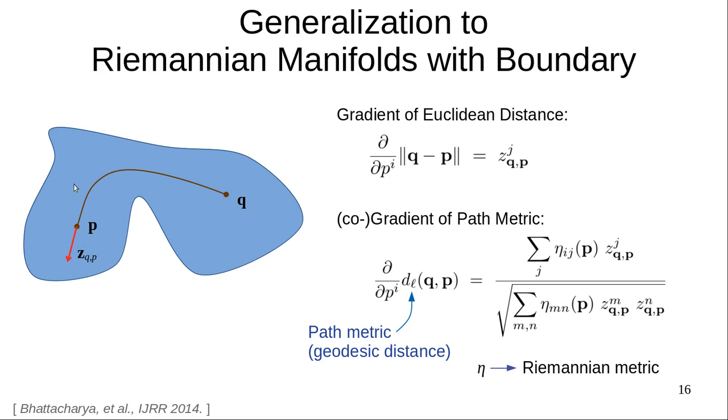So if we can compute the shortest path, then we can compute the gradient of that distance function, right? If we know the tangent and the Riemannian metric at that point, we can compute the gradient of the path metric.